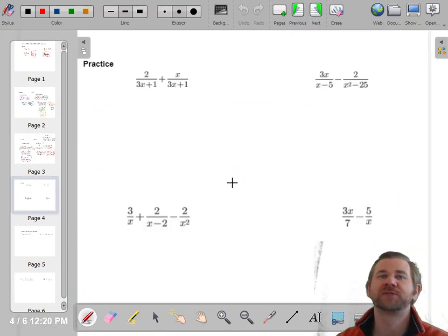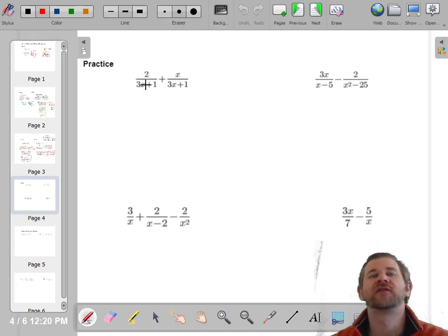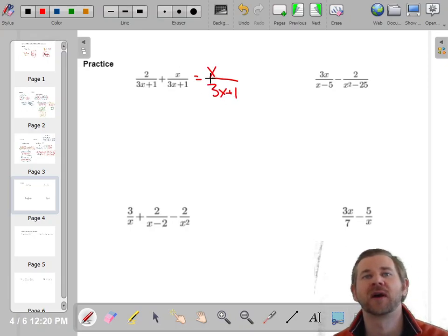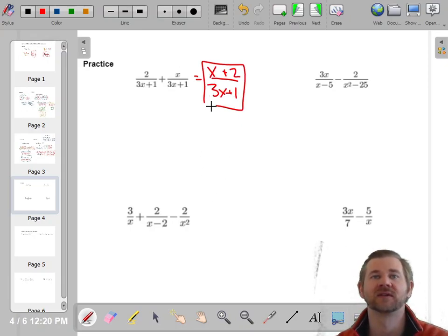All right, so I'm going to do these practice problems pretty quick. The first one, it already has a common denominator, so all I can do is say, look, it's 3x plus 1, and in the top, I'll write it as x plus 2. That's all you can do.